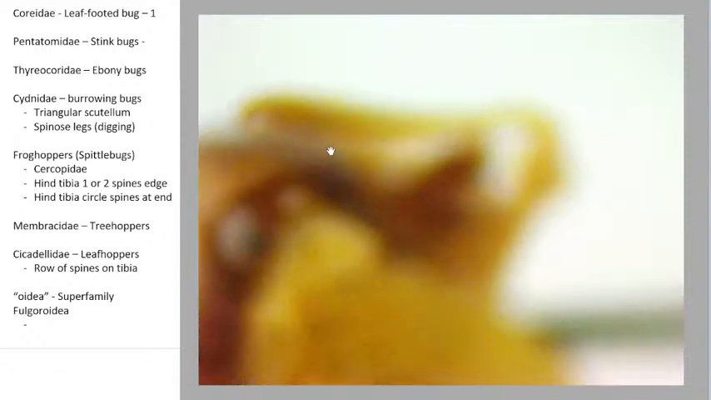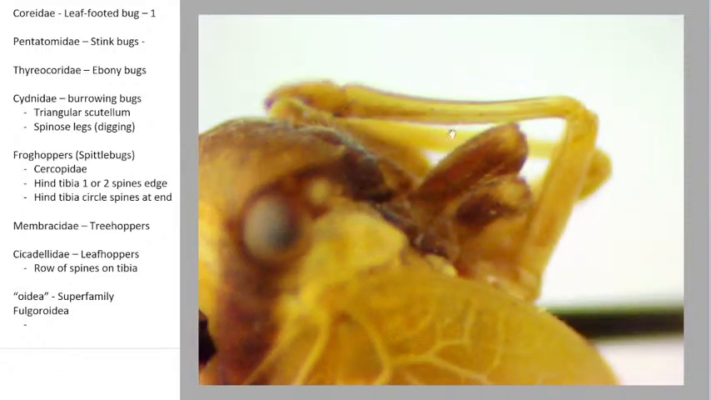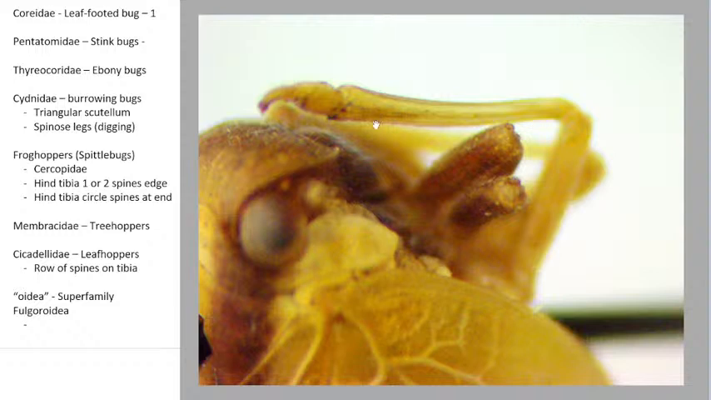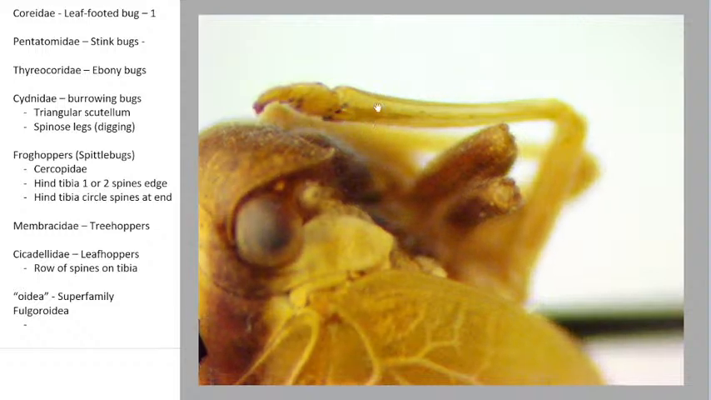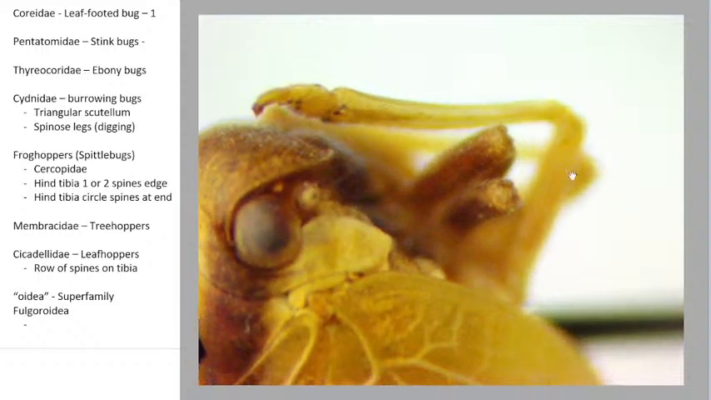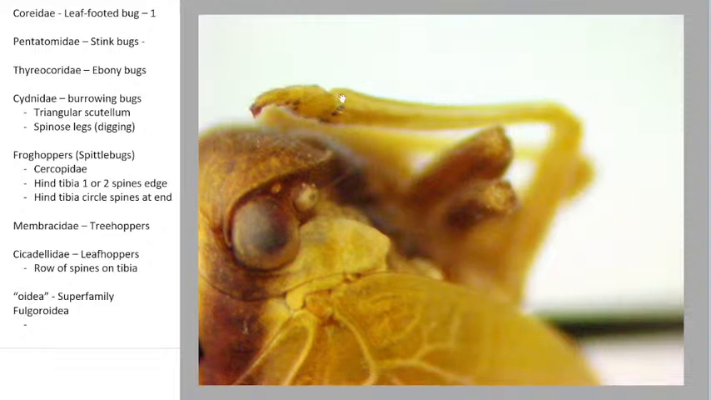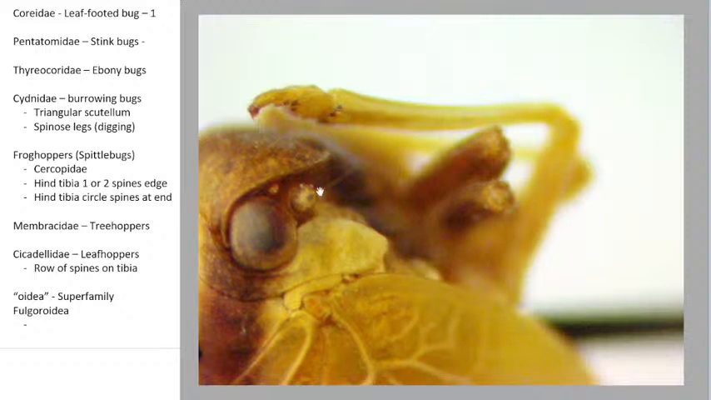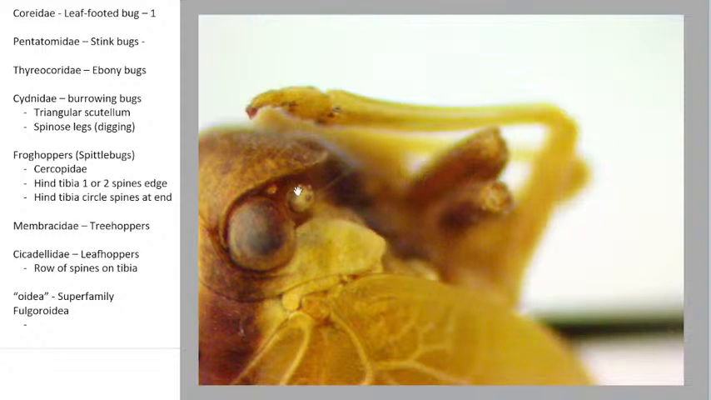Now, Fulguroids do have the jumping hind legs, like many other of the hoppers. They have very, very similar hind legs to frog hoppers because they've got the same circlet of spines on the end of their tibia. But we'll notice that those antenna being right underneath the eyes, that's going to be the key characteristic for the superfamily. And then there's some variation.